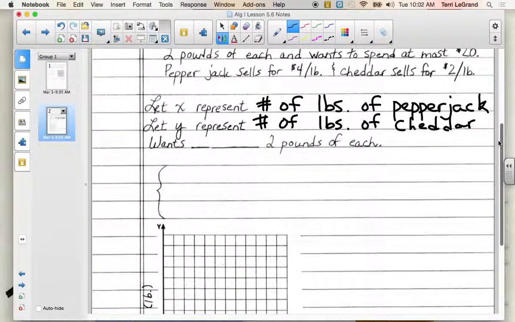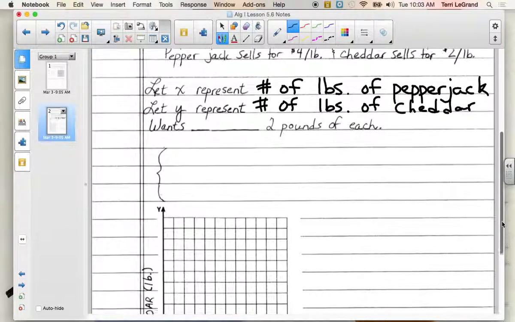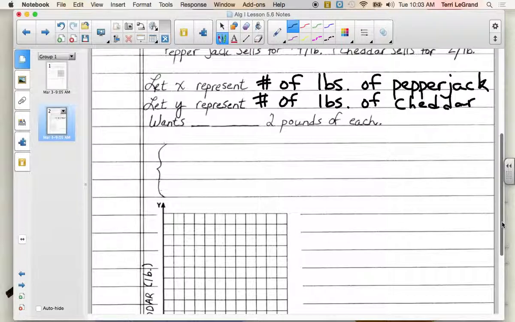So it would not matter which one's on which axis. It's just that I happen to pick it for you. You could have reversed those if you wanted. It still would have worked out that we get the same solutions. It's just our graphs will look a little bit different. Okay, and what other piece of information is important? She wants at least 2 pounds of each.